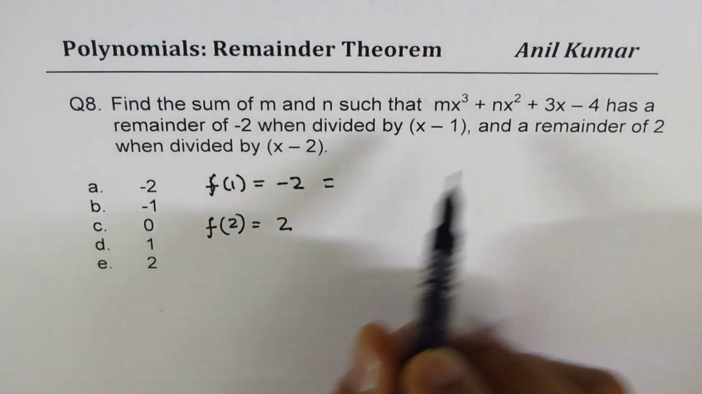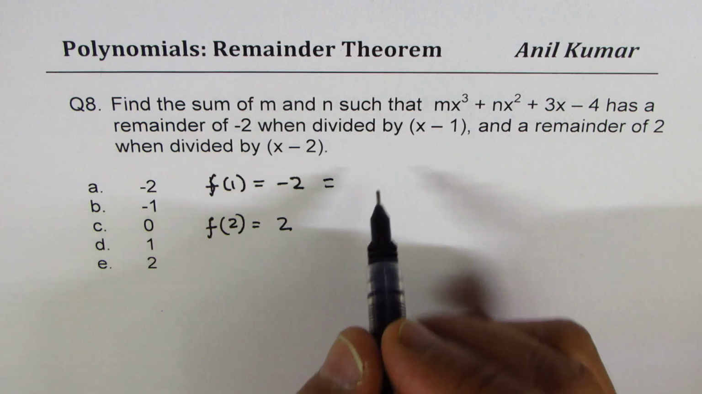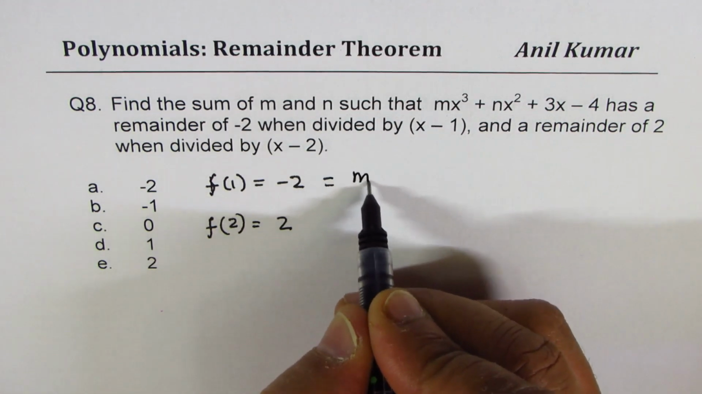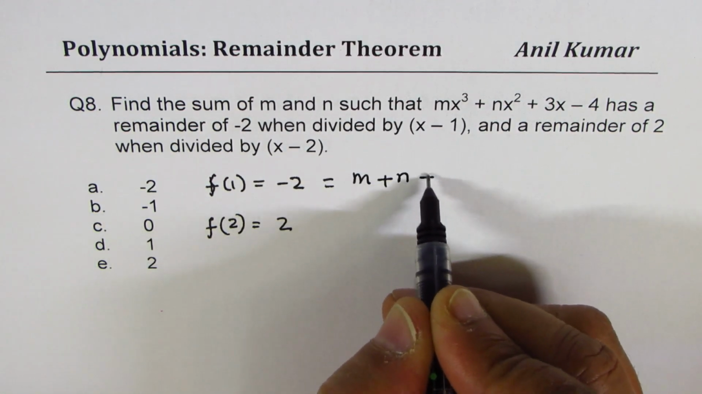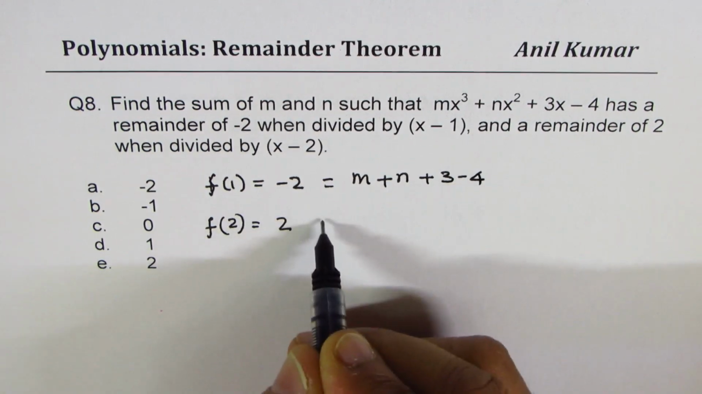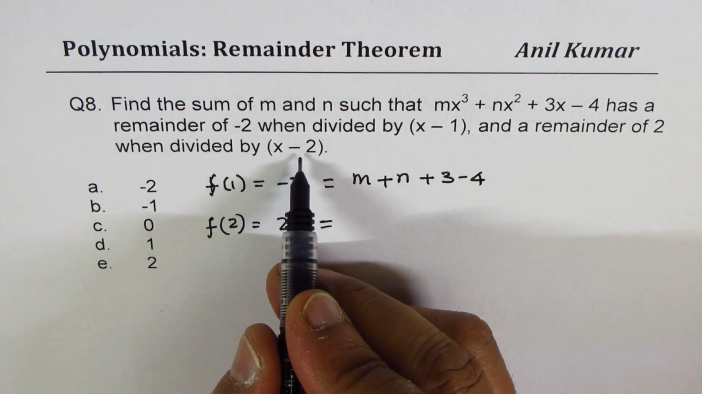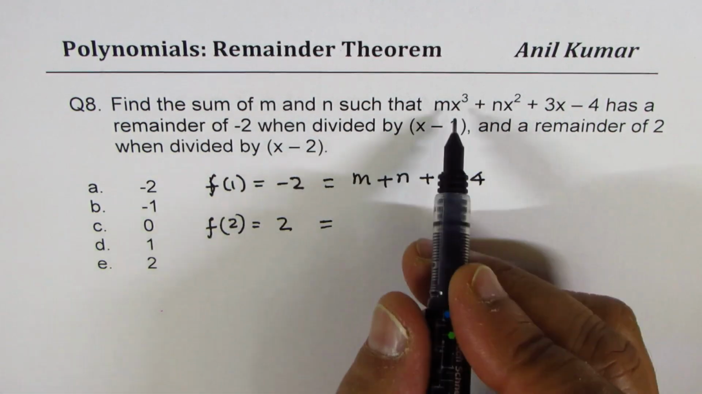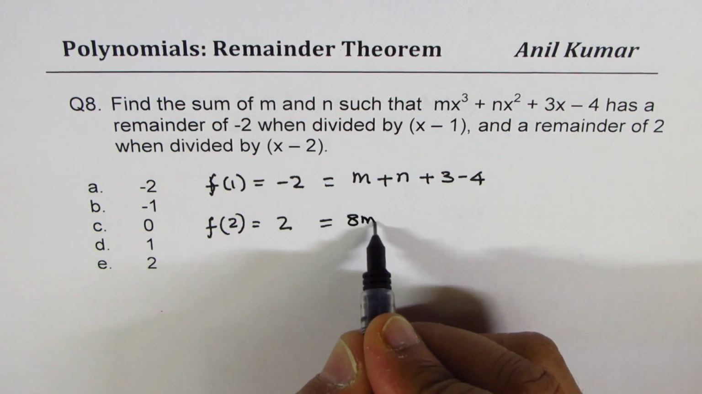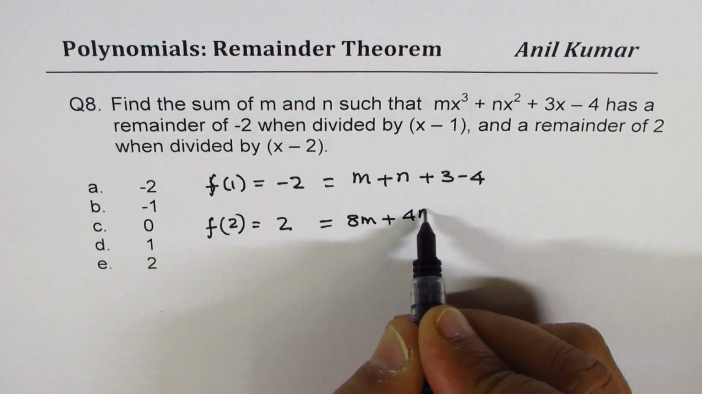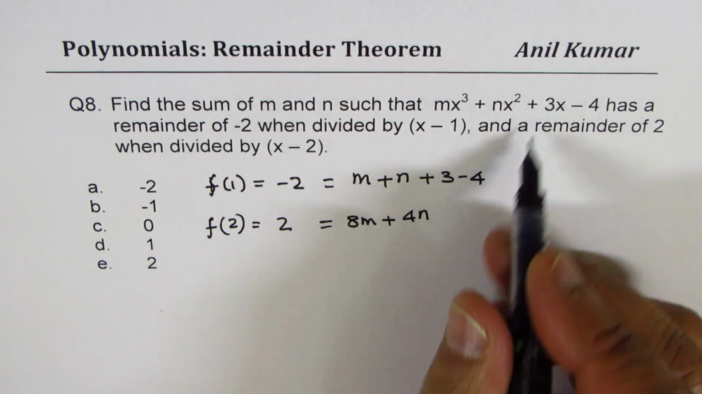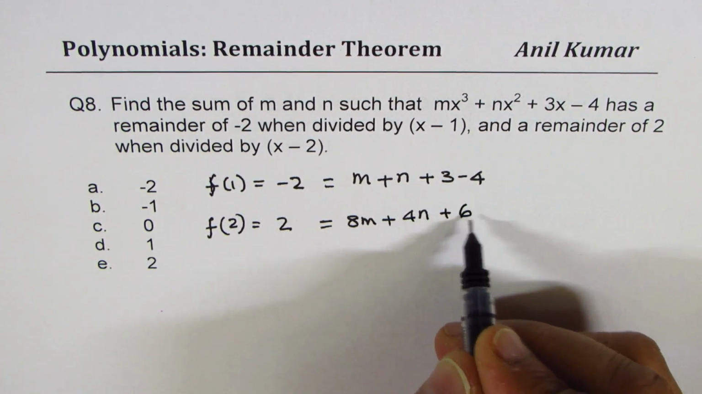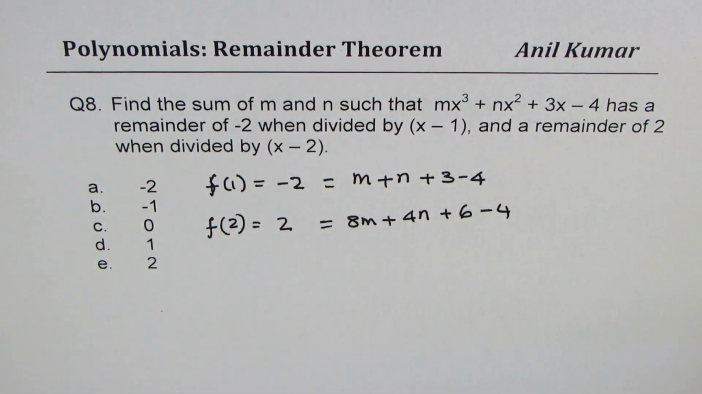So let us substitute 1 here in this equation. You get m plus n plus 3 minus 4. And when you substitute 2 in this particular equation, then you get 8m plus 4n plus 2 times 3 is 6 minus 4. So you get two equations, right?